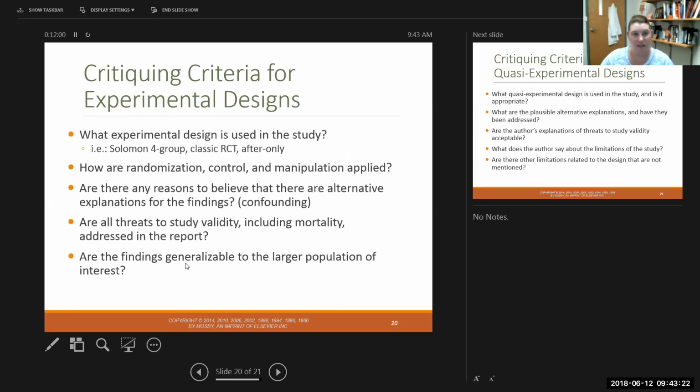Again, looking at the different type of design used, randomization, control, manipulation, was there any reason for you to start to suspect that there maybe were any confounding variables? Were all the threats to validity addressed in the study? Do they do disclosures at the end of their study of what might have impacted their study? Especially mortality numbers should be addressed. And then, are these findings generalizable to the larger population of interest?